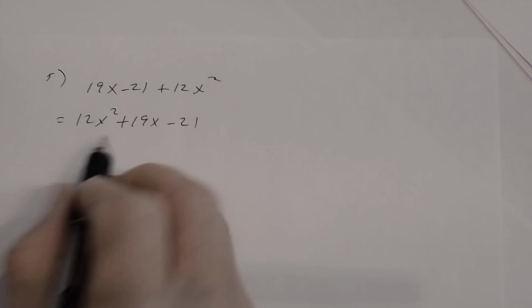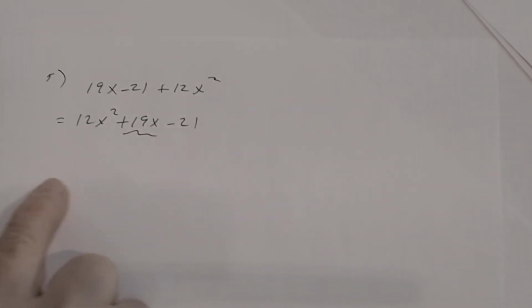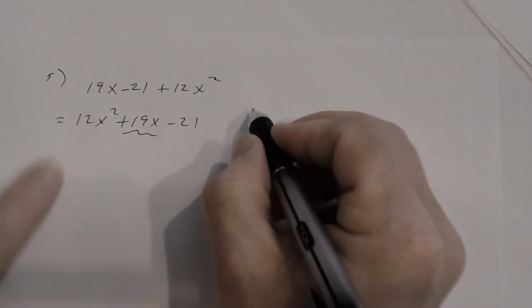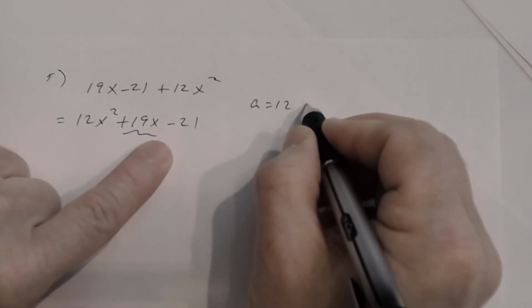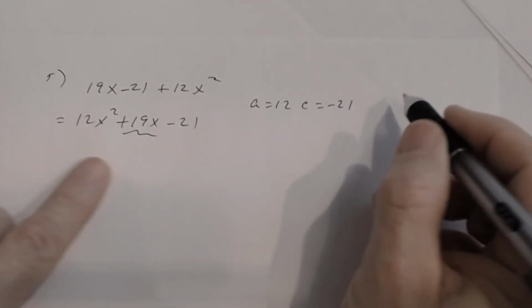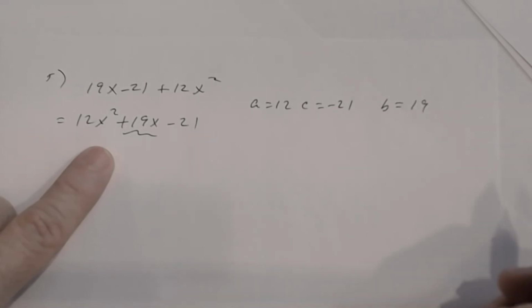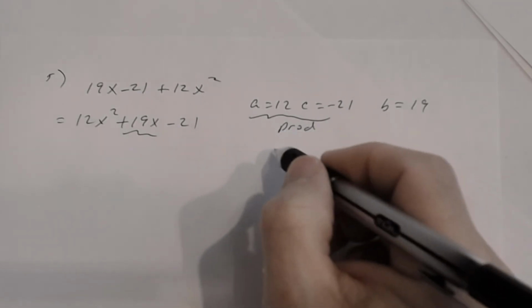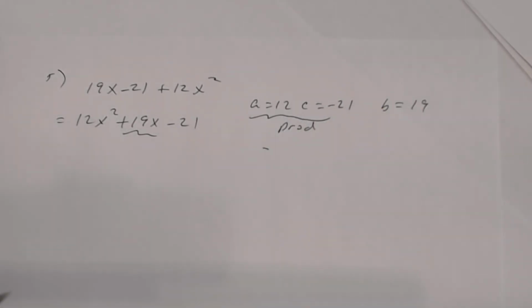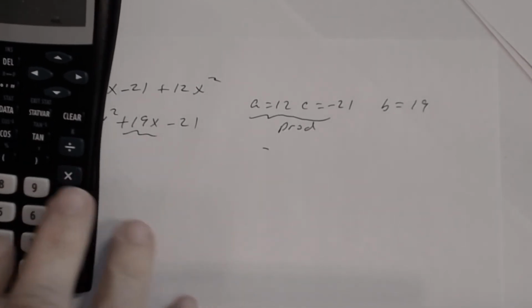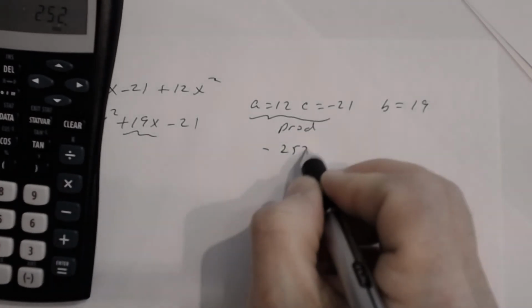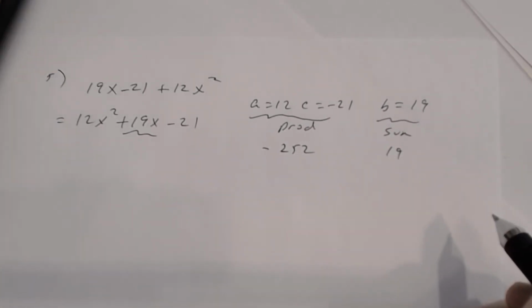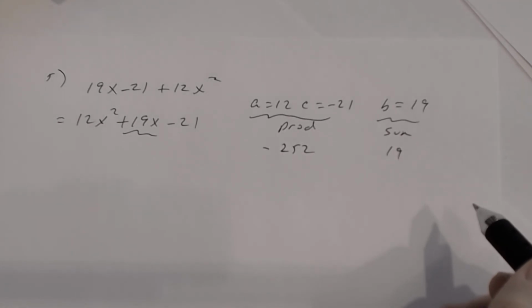All right, now, remember you want to rewrite the middle term using two terms so you can get 4 terms altogether. So that's where the product-sum comes in. So A is 12, C is negative 21, and then B is 19. So you want your product to be positive times the negatives are negative. So you want your product to be negative, and 12 times 21 is 252. Good Lord. And then you want your sum to be 19. Okay? You want your sum to be 19.